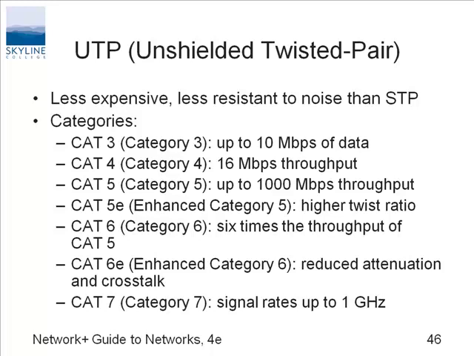Back to the fluorescent lights that Philip was talking about. Those are real issues. They put an awful lot of noise on them. So Cat 5e, higher twist ratio, better noise rejection. Cat 6, 6 times the throughput of Cat 5.